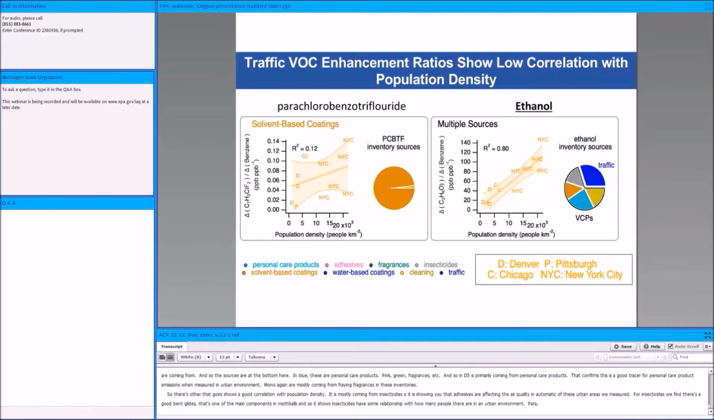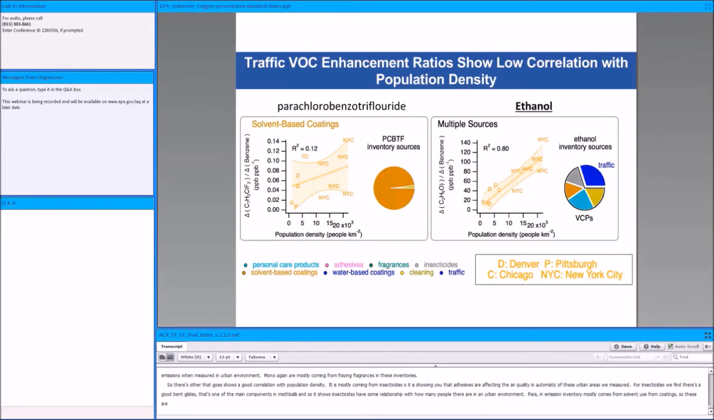Parachlorobenzotrifluoride in emission inventories mostly comes from solvent use, from coatings. So these are solvent-borne coatings. And you can see that there's a weak correlation with population density. We don't fully expect a population density relationship for parachlorobenzotrifluoride, since solvent-borne coatings are primarily used in construction projects, and that may not scale with population density, but we do see that there's maybe a weak relationship.